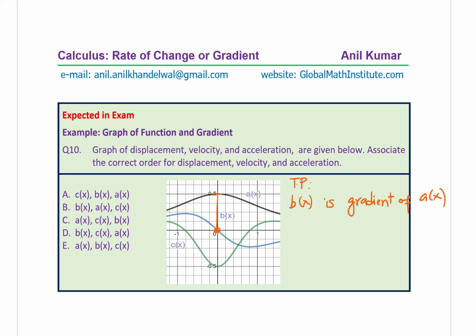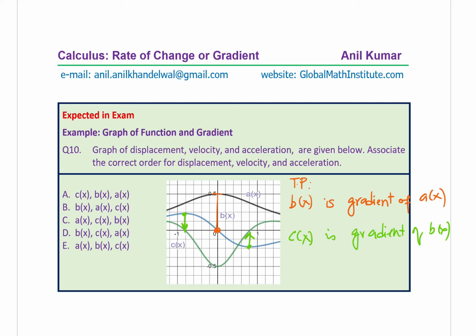So in this graph of B of x, we have a turning point here. And we see that this corresponds to a 0. And we do have a turning point here, which also corresponds to a 0. So since these correspond, we see that the last graph, which is C of x, is the derivative of B of x. Or we can say C of x is gradient of B of x. All right? So we have, in a very short period of time, figured out what is displacement, what is velocity, and what is acceleration from the given graph.